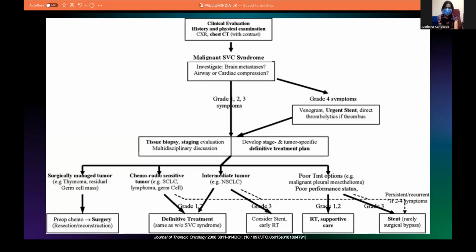So this is a management algorithm for the same. First, you have to take a clinical history, examine the patient, do imaging, investigate for brain metastasis, and assess what the airway status is and whether there is any cardiac compromise. We have seen the clinical grading earlier. If it's grade 1, 2, and 3 symptoms, go forward with the disease specific management plan. If it's grade 4, that is a patient who has life-threatening laryngeal edema, cerebral edema, etc., urgent stenting is recommended.